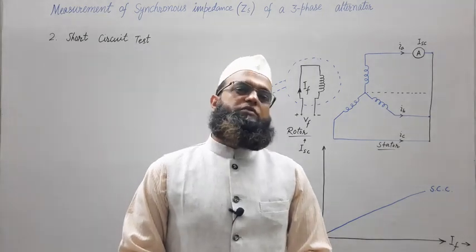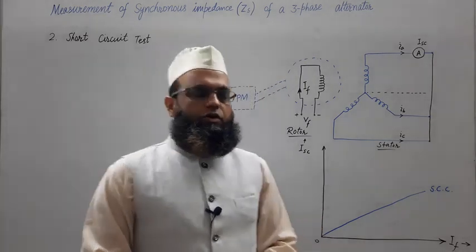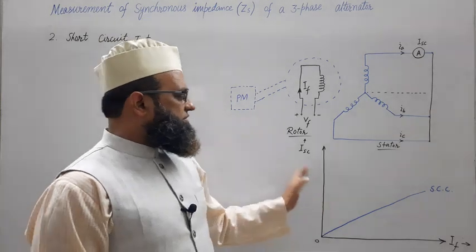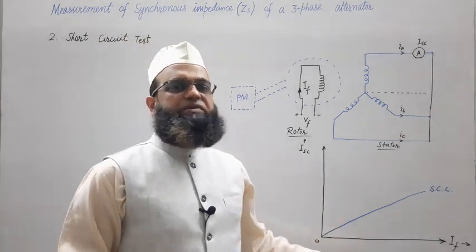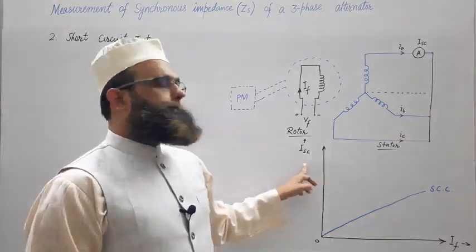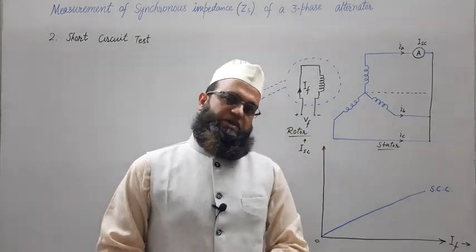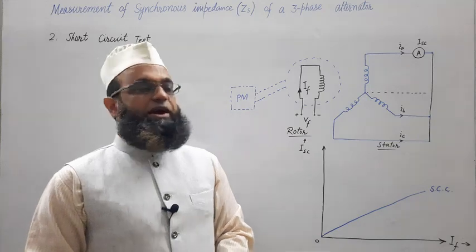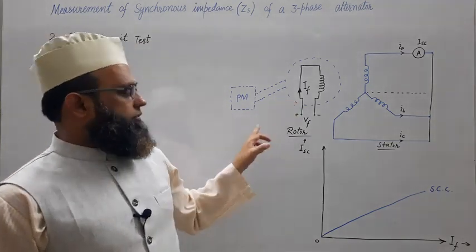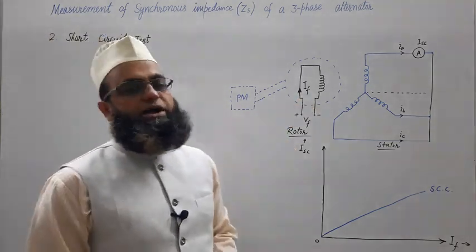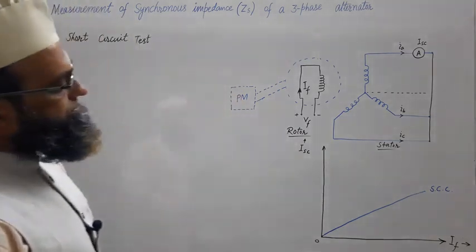So if iron parts of the machine are not saturated, the relationship between this output and input signals, field current and short circuit current, will be linear. That is, short circuit current will vary linearly with the varying IF. Fine.